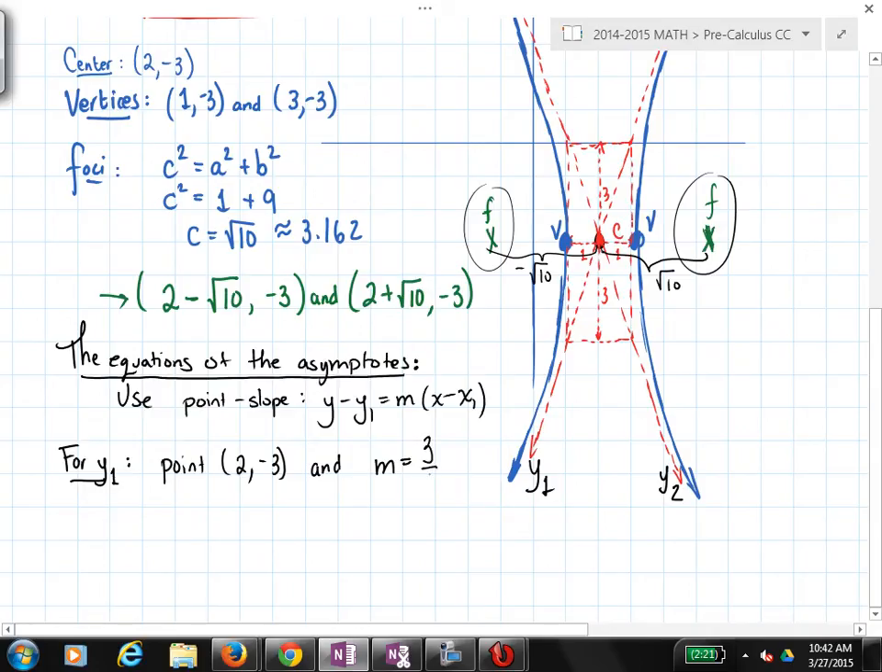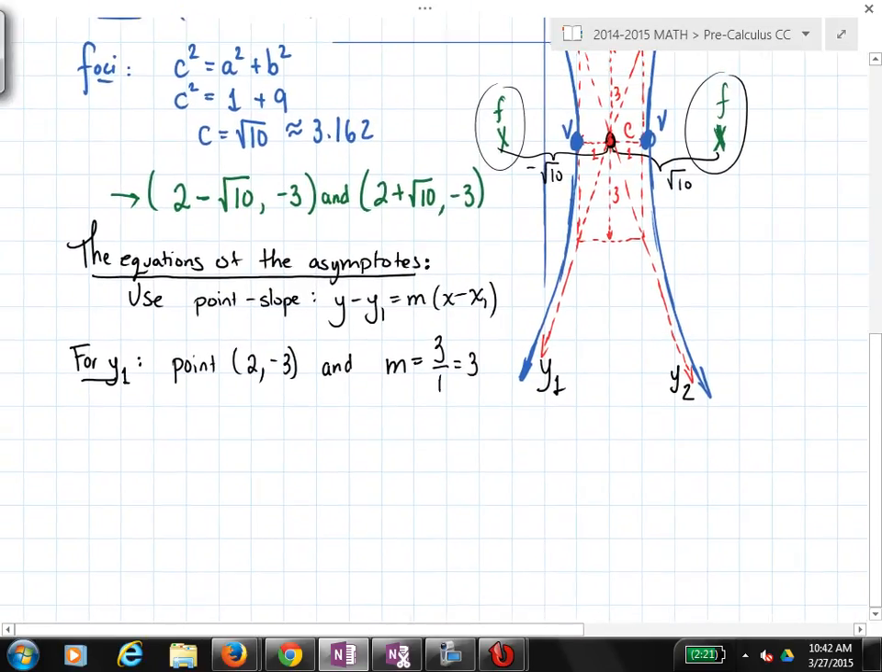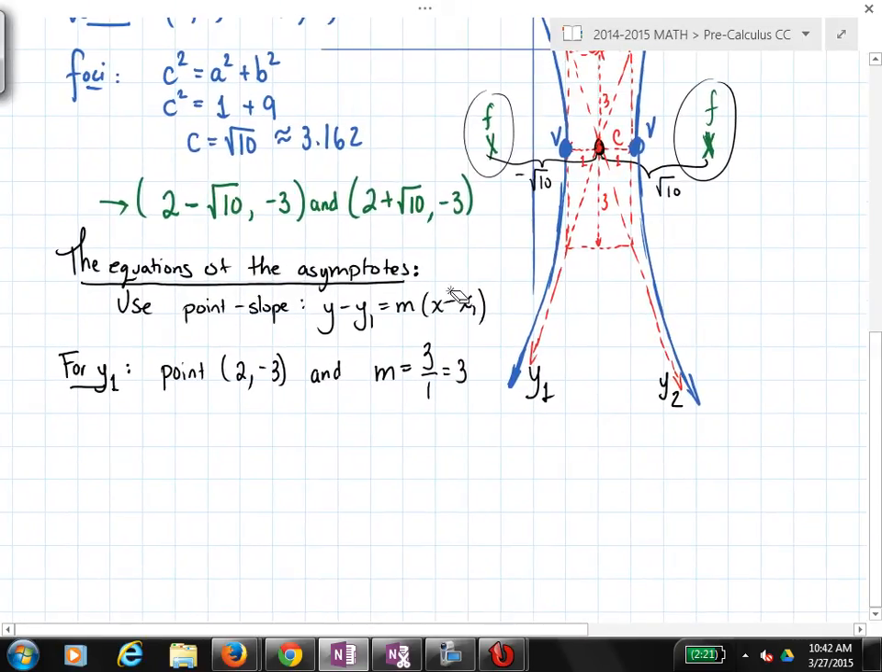Yeah, 3 over 1, which is 3. For y1, this one right here: 1, 2, 3, rise 3, run 1. So I get 3 over 1, which is 3. All right, so now let's go ahead and substitute this into the point-slope formula.